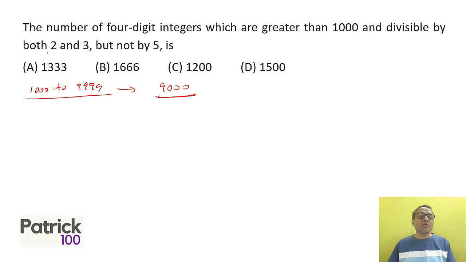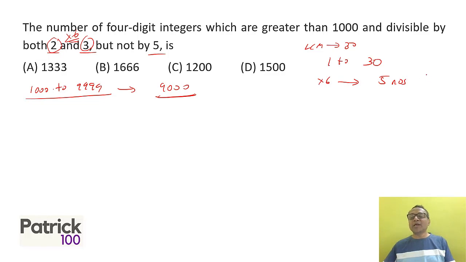Now I'm just taking 2, 3, 5. The LCM of 2, 3, 5 is 30. So for every 30 numbers, let's say 1 to 30, how many numbers are multiples of both 2 and 3? All numbers which are multiples of 6 are multiples of both 2 and 3. So there will be 5 numbers which are multiples of both 2 and 3.